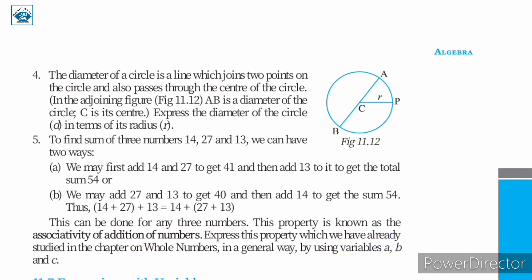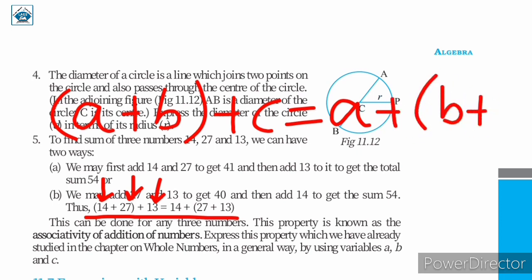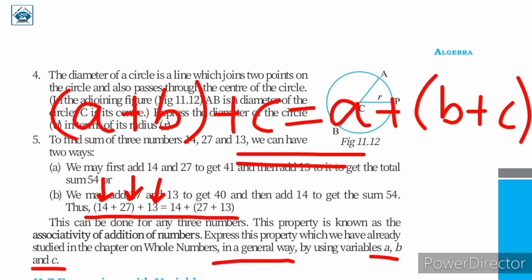So here we already know that this is true for any three numbers. So consider 14 to be a, 27 to be b and 13 to be c. We can write this as a plus b, that is, we will first add a and b together and later add c to it. Then this is equal to adding a separately with the sum of b and c. Then also these two are equal to each other. So in this way, by using the variables a, b and c, we can write the general way of associativity of addition of numbers.